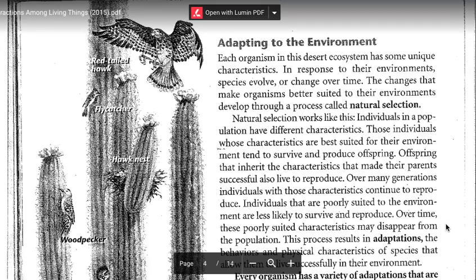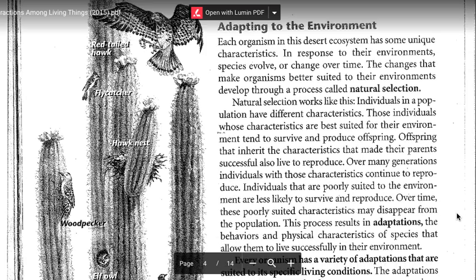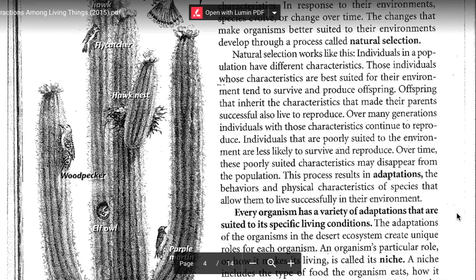Adapting to the environment. Each organism in this desert ecosystem has some unique characteristics. In response to their environments, species evolve or change over time. The changes that make organisms better suited to their environments develop through a process called natural selection. Natural selection works like this. Individuals in a population have different characteristics. Those individuals whose characteristics are best suited for their environment tend to survive and produce offspring.